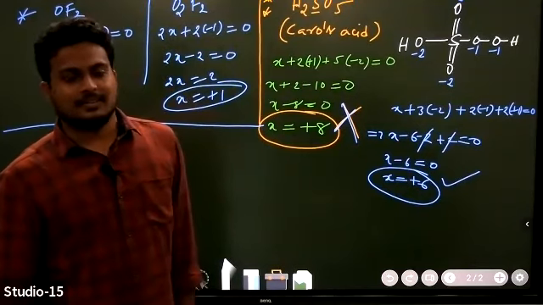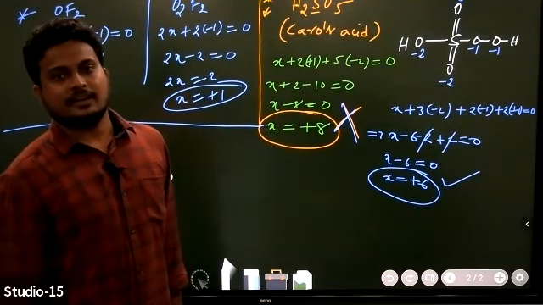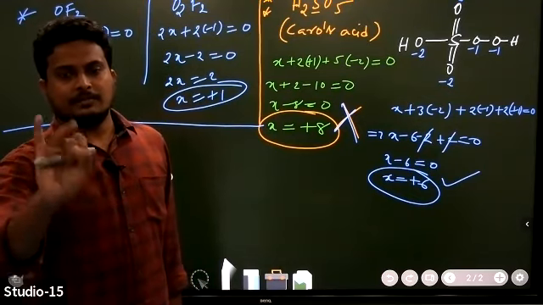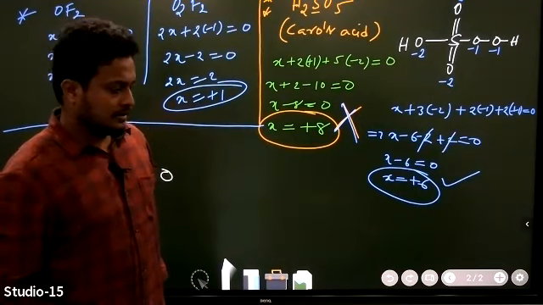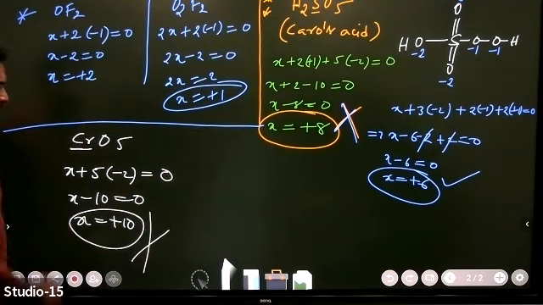Yesterday we discussed it. What is the highest oxidation state in the periodic table? That is +8, shown by osmium, iridium or xenon. So +10 is the wrong answer.